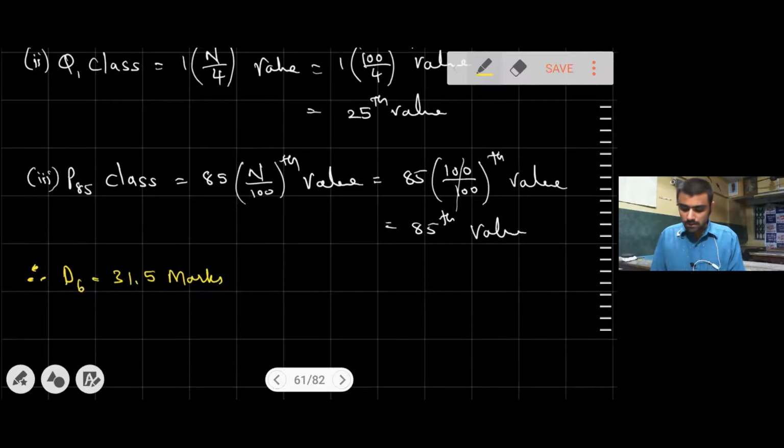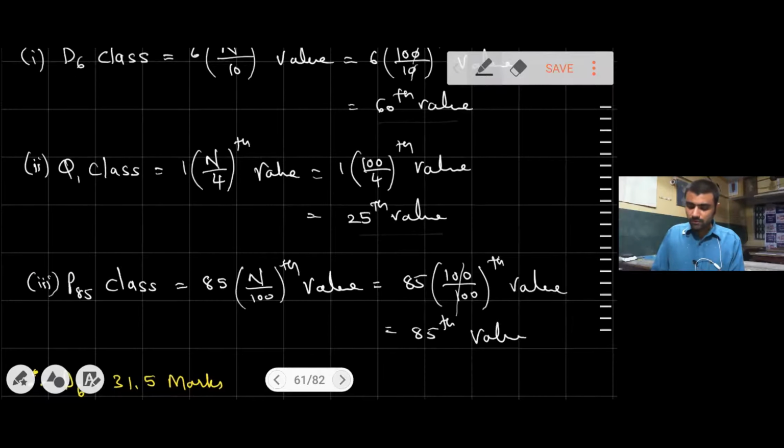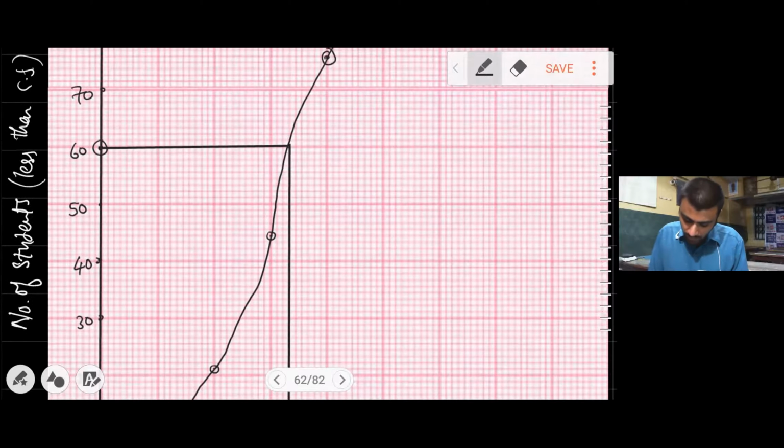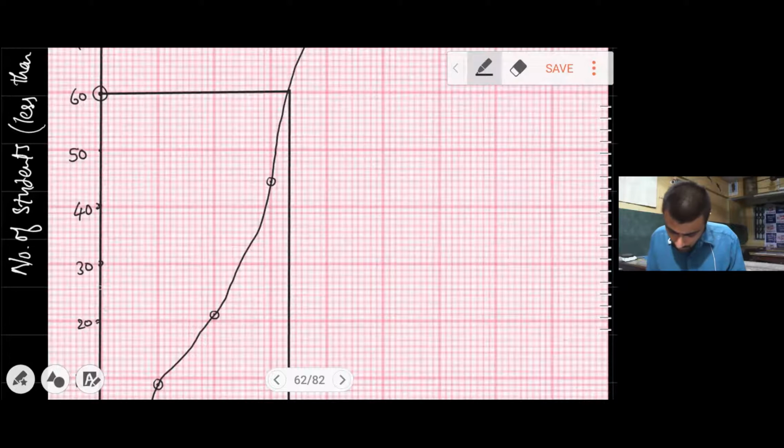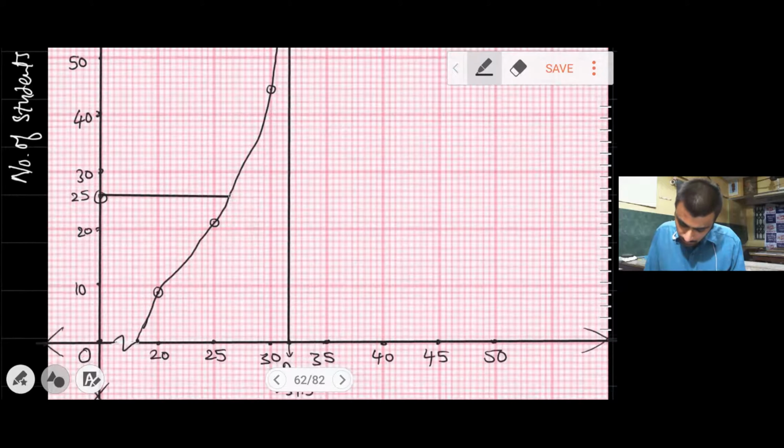This is our marks. Next, we have to plot Q1. Q1 is which value, students? The 25th value, we have to plot the 25th value. We plot 25 on the y-axis. Here it is 25, and from that 25 you have to make a straight line to the curve, and from that point we have to make a straight line down like this. Exactly, we are landing just after 25, that is 26. Exactly, I am getting 26 there.